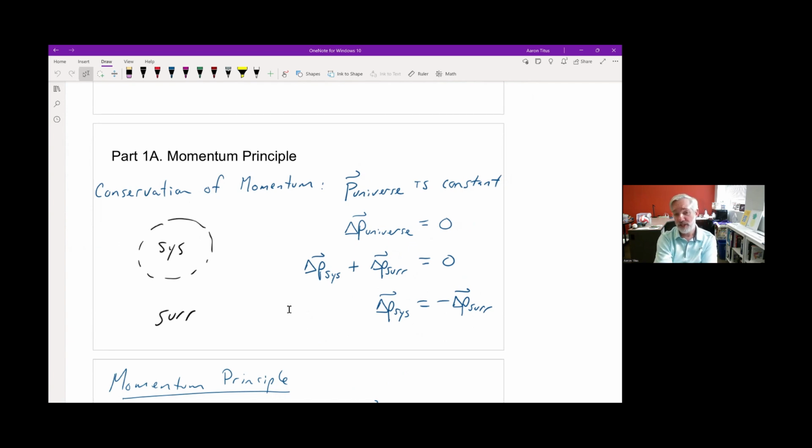Conservation of momentum is that the momentum of the universe is constant, which means it doesn't change. So the change of momentum of the universe is zero. If you define one part of that universe as your system, then everything else outside the system becomes your surroundings. So the change in momentum of the universe is the change in momentum of the system plus the change in momentum of the surroundings. If your system has a change in momentum, that is offset by a negative change in the momentum of the surroundings. That's the statement of conservation of momentum.